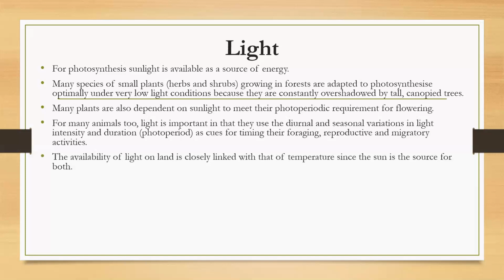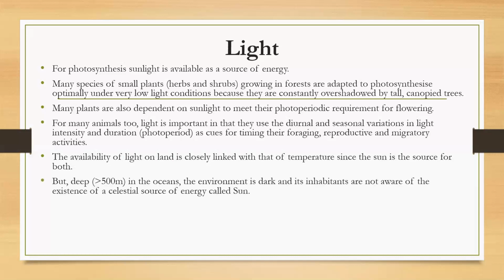If the light intensity is very less, temperature is also less. That's why during the daytime, normally the temperature is very high, and during night hours, the temperature decreases. But in the deep oceans, that is more than 500-meter depth, the environment is dark and its inhabitants are not aware of the existence of a celestial source of energy called the sun. So in the deep ocean, there is no availability of sunlight.